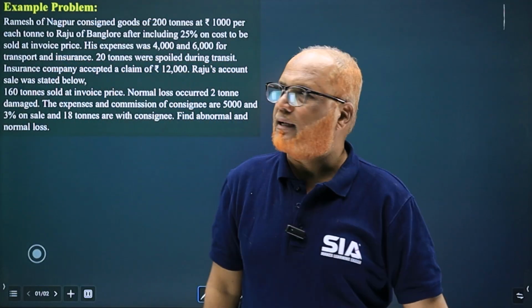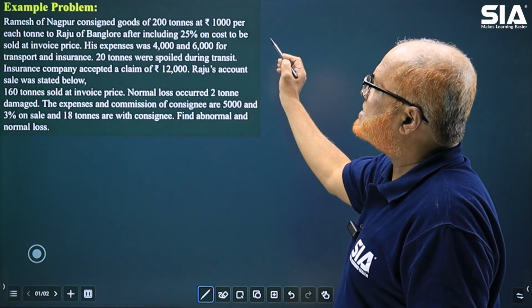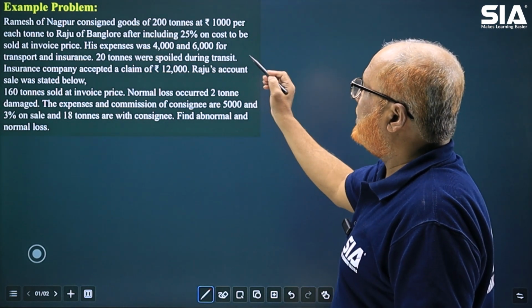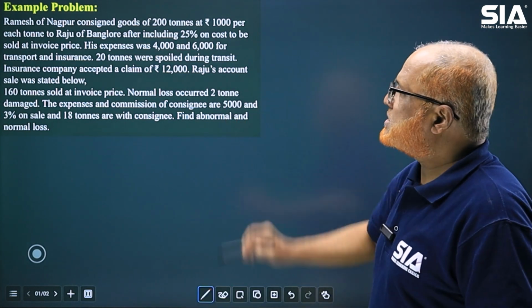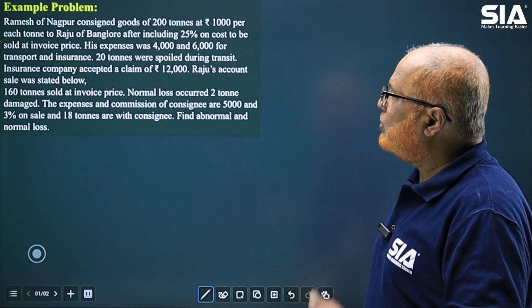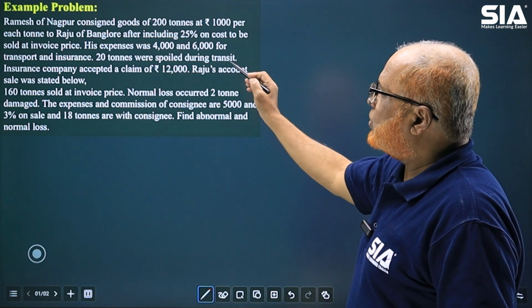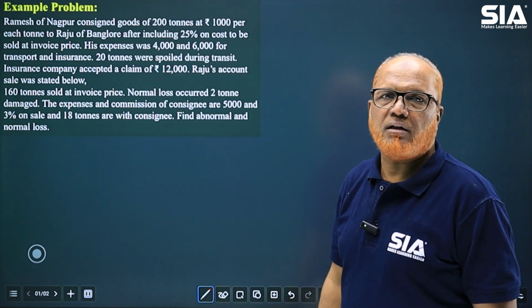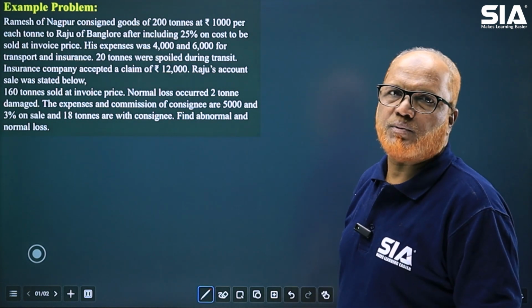Now, the problem goes like this. Ramesh of Nagpur consigned goods of 200 tons at 1,000 each ton to Raju of Bangalore, after including 25% on cost, to be sold at invoice price. So Ramesh is the consignor, Raju is the consignee. The goods are 200 tons at 1,000 per ton, but invoiced at 25% above cost. Now, his expenses were 4,000 and 6,000 for transport and insurance. Who is paying this? The consignor. And whatever the consignor pays, that is direct expense only, non-recurring expenses.